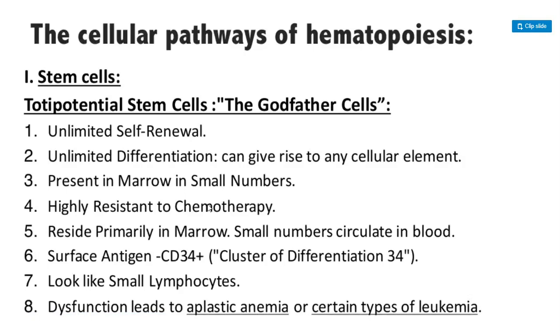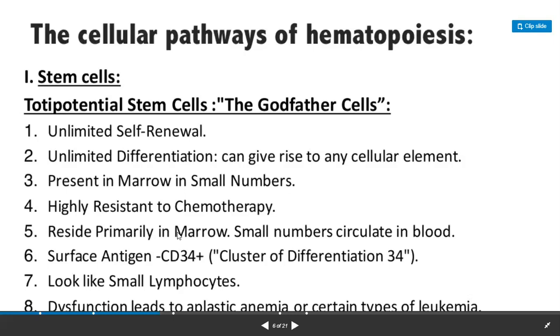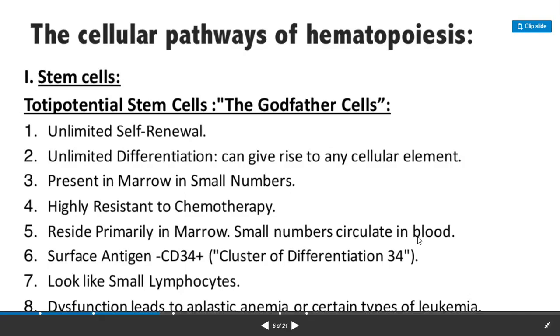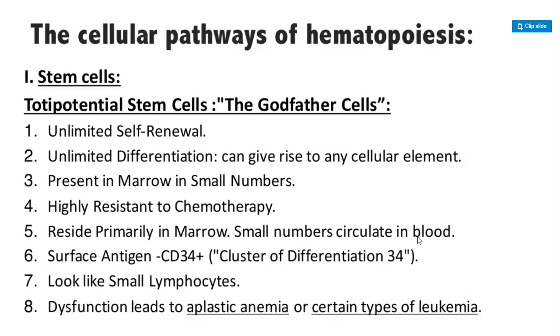So when somebody has, for example, cancer, and you want to treat with chemotherapy, most times the chemicals that are used are able to destroy some cells, some blood cells. But these totipotent stem cells are highly resistant to chemotherapy. And then they reside primarily in the bone marrow. Why? Because that is where hematopoiesis takes place. Only a very small number of them circulate in the blood. So remember that. They reside primarily in the bone marrow.